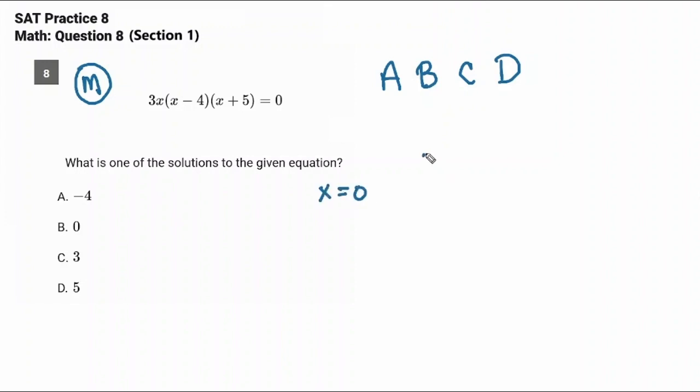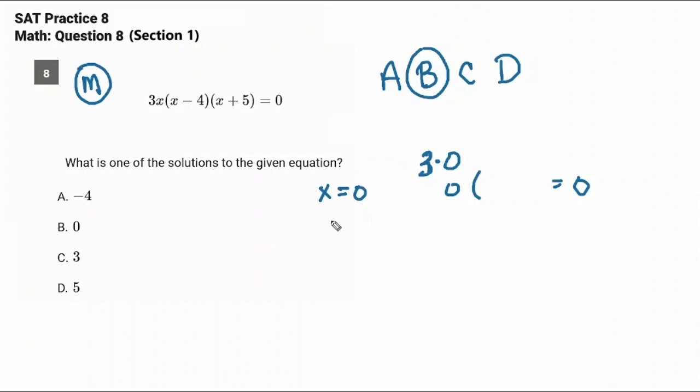So that would be 3 times 0, which is 0, times 0 minus 4 times 0 plus 5. That's going to be 0, right? Because 0 times anything, no matter what all this stuff is, is 0. So B works. Guys, that's it. That's the answer. When you plug in the answer choices and you find what you need, you get it, you move on. But let's try all the other ones.